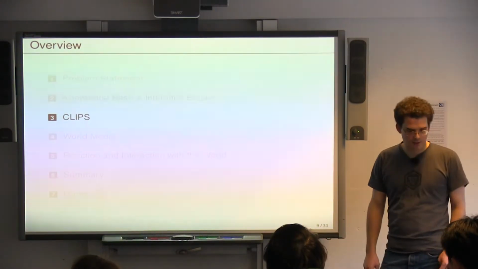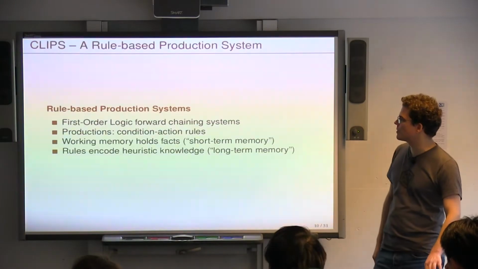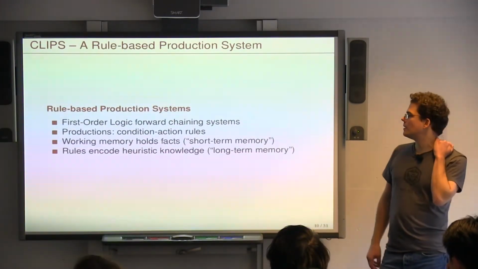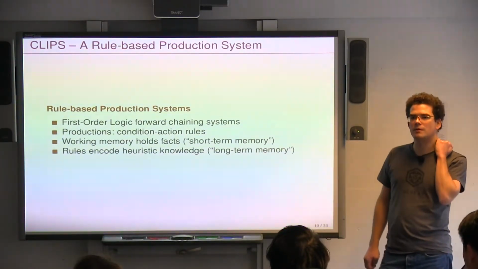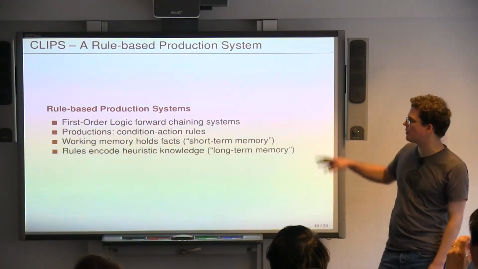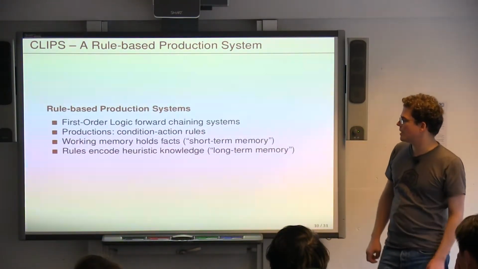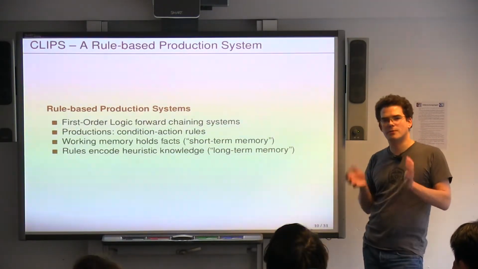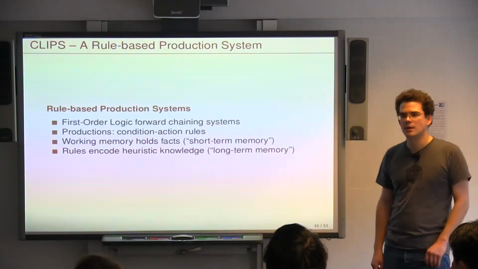So we are using Clips to write our agent. So a short introduction. Clips is a rule-based production system, and it's a first-order logic forward chaining system. I don't know how many of you are acquainted with the logic, but maybe you heard the word before. The production is actually executed with condition action rules. So you always have a rule that has a certain condition, and then an action will be executed.